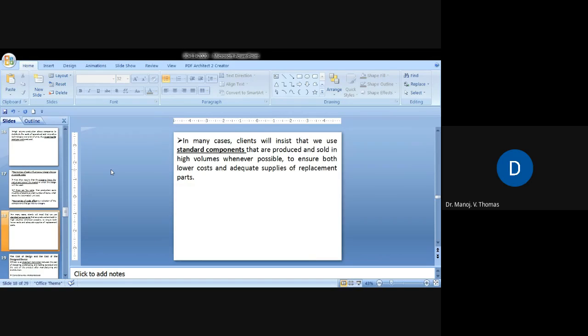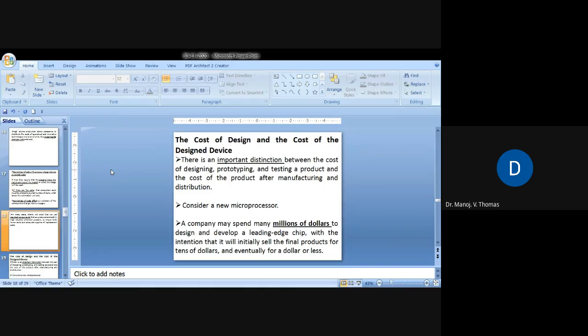And again, for laptop manufacturers and all, they will be sold in large quantities. So definitely they can use standard components that are produced and sold in high volumes whenever possible. That is the requirement of the customer side, to ensure both lower cost and adequate supplies of replacements. When you have items in large quantities, spare parts will be easily available. But if the items are sold in fewer numbers, then the replacement parts will not be easily available.